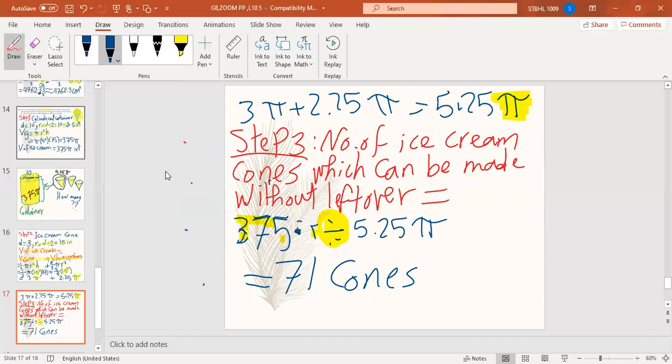That's it. I hope that you got the idea of how to find the volume of composite figures and how to apply it in real life problems. Now you're supposed to go to your book and solve the whole exercises. Good luck. Thank you very much.